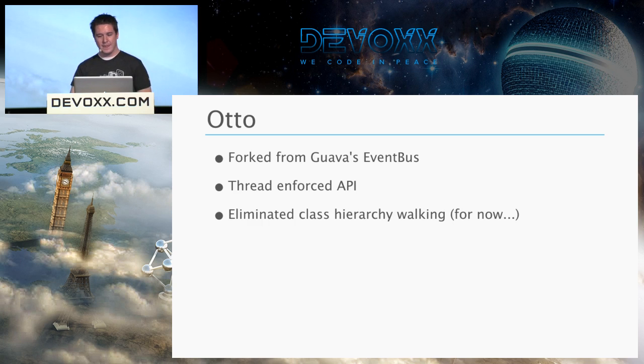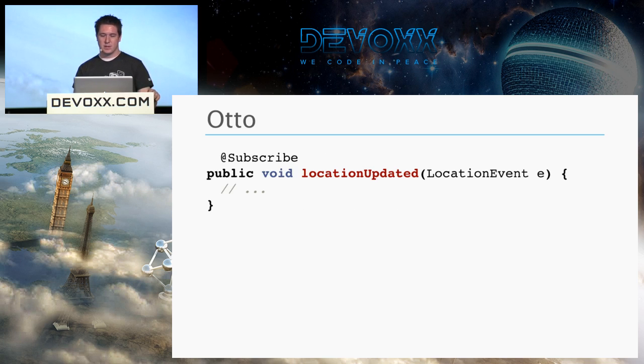So the other thing we added, or rather got rid of, was walking the class hierarchy, looking for event producers and event subscribers. And that's because reflection on Android and walking the class hierarchy on Android is rather slow.